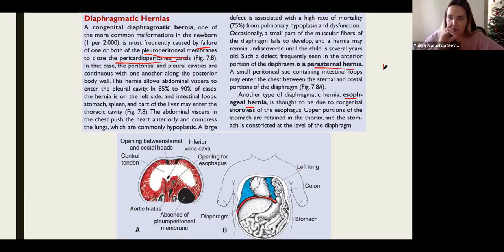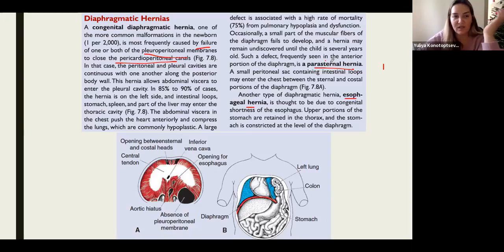Unfortunately, it is overall fatal. It has a very high rate of mortality because if a part of the peritoneum is present behind the sternum, there is no place for the lungs to develop. As a result, lungs become very small, so small that when the baby is born, it's not enough to breathe. So the baby will suffocate. So unfortunately, this parasternal hernia is a bad one, if that makes any sense.